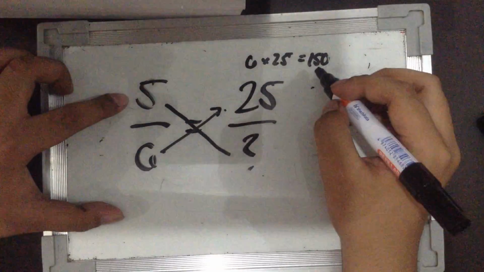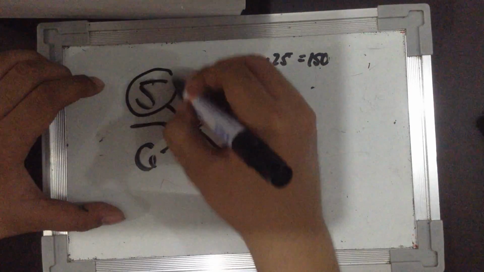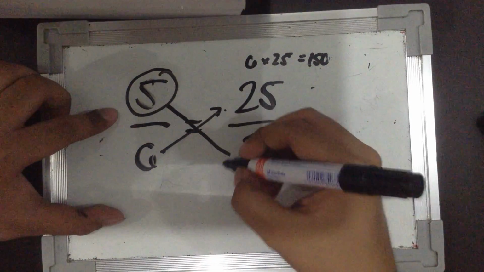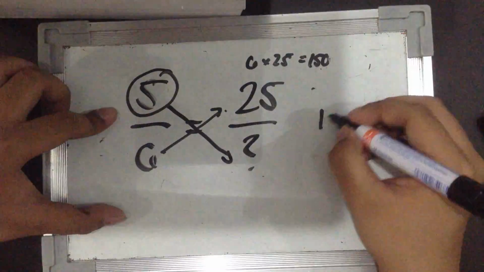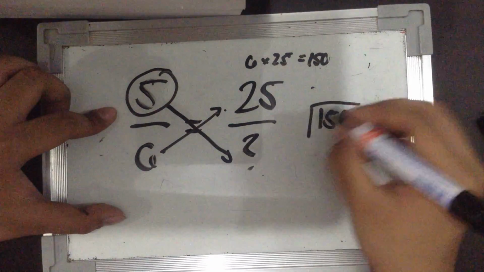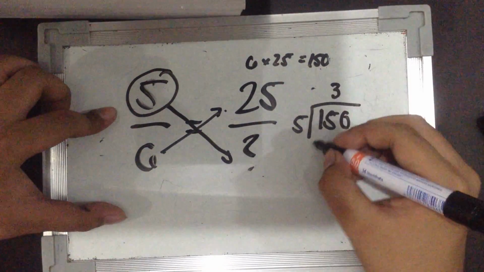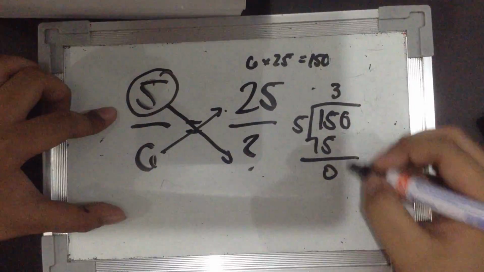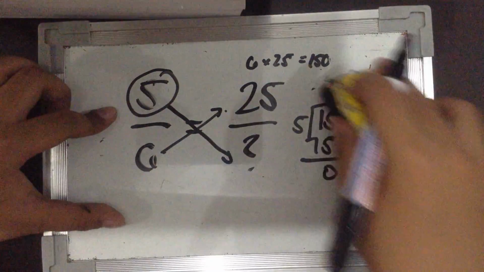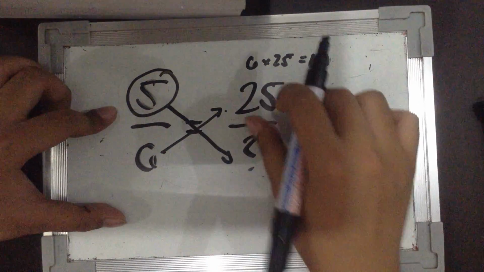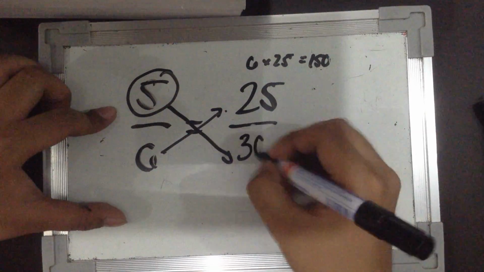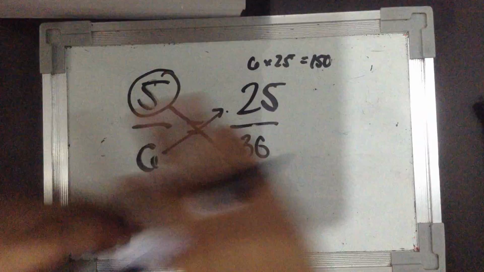Now, what you want to do is then divide it by the number that you didn't use, the one in the incomplete arrow. So 150 divided by 5. So this is 3, 15, 0. So it's 30. So once you do that, this number is 30. And these are a set of equivalent fractions.